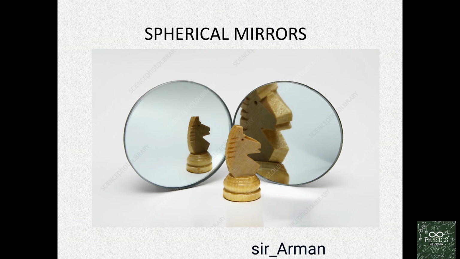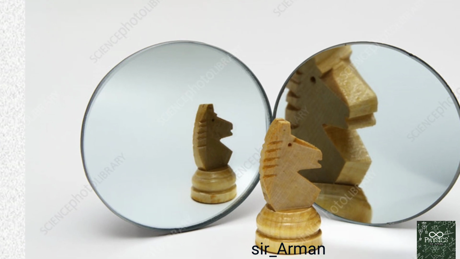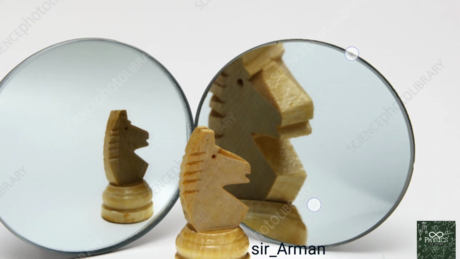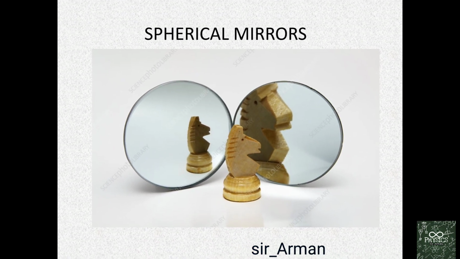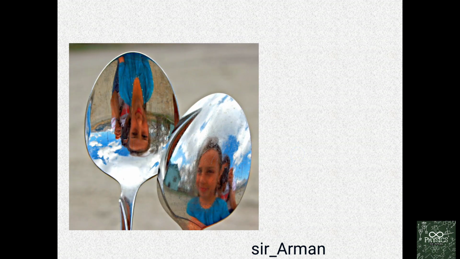So in the picture, you can observe that we have two mirrors. In the first mirror, the image of the object is smaller, while in the second mirror the image of the object is larger. Why does this happen and how can we prepare these kinds of mirrors? So all these things we will see in our next slide.